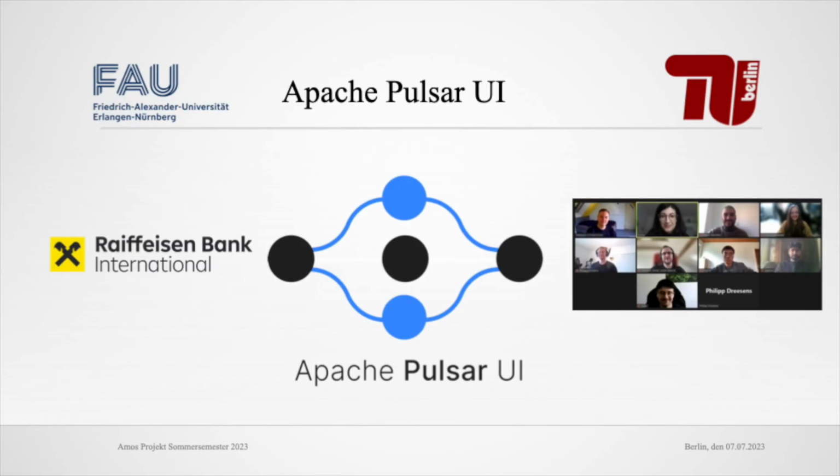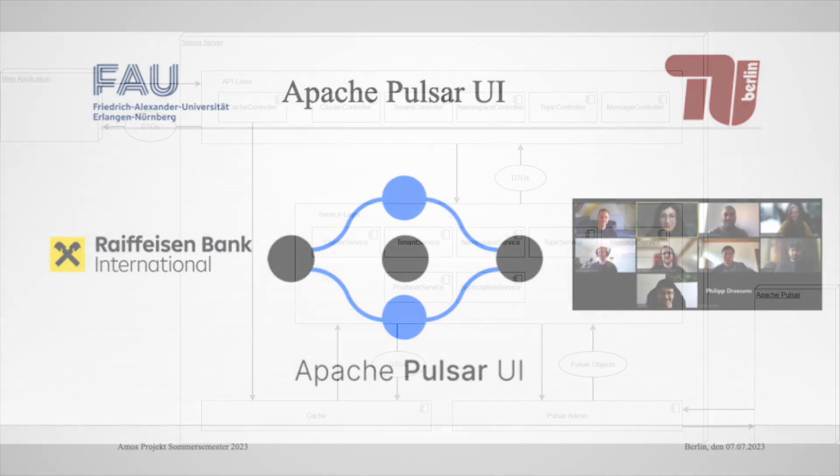So in our project we built a web application with RBI, Raiffeisenbank International, to monitor their Apache Pulsar installation. Apache Pulsar is a pub/sub service. So the mission we had was to have a look into the topology and have an overview of how it works and if all data is there.